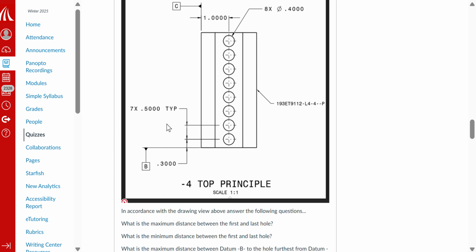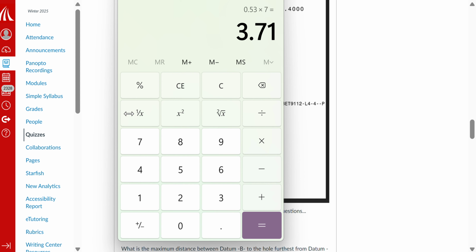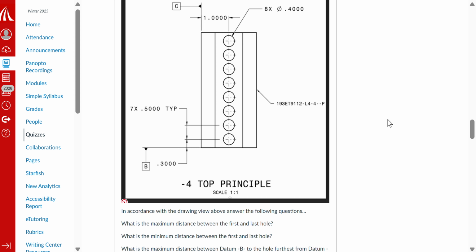So again, it says 0.50 typical. Each hole could be a maximum distance of 0.53. 0.53 times 7 gives you 3.71. And that is the answer to the first question.